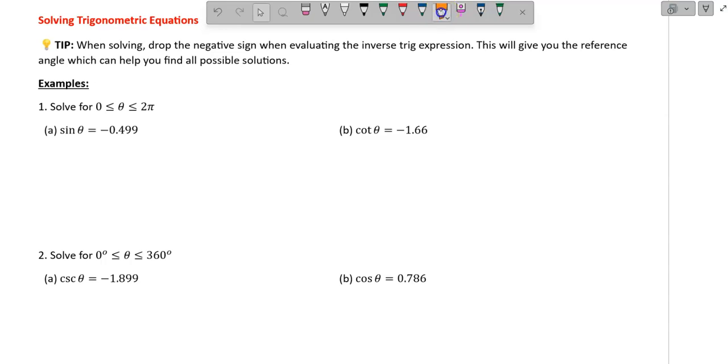I want you to read this tip at the very top of the page. Really, really important. This is my personal hack in how I would use my calculator. Whenever you are solving using the calculator, what I recommend is to drop the negative sign when evaluating the inverse trig expression. The reason why is that will always result in you finding the reference angle. If you don't drop the negative sign, what that's going to do is give you one of the two correct answers.